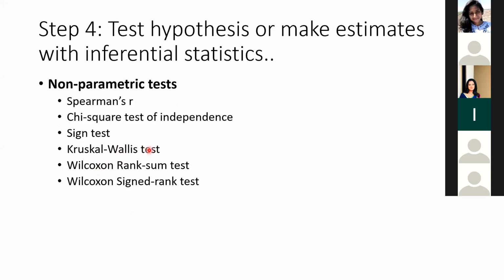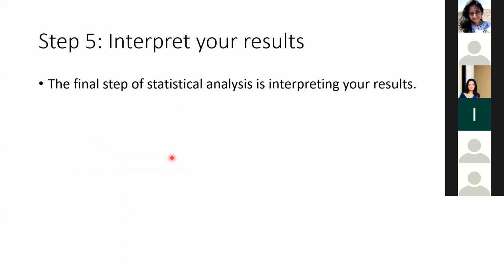So this Kruskal-Wallis test, I'm pretty sure most of you are familiar with the ANOVA. This is the non-parametric version of the ANOVA. Likewise, when the assumptions fail, we can go for these non-parametric tests, right? Then the most important thing is interpreting the result. So the final step is the interpretation, right?